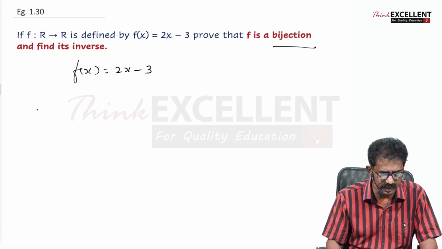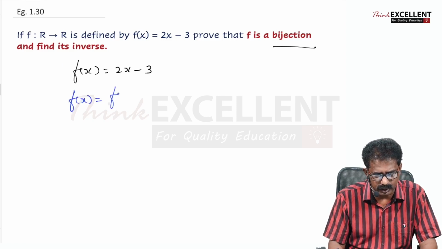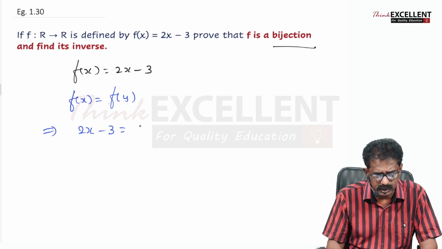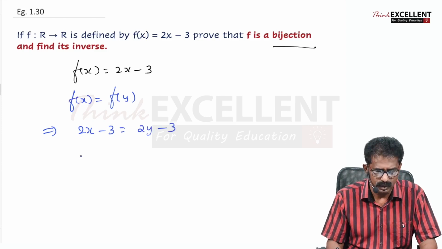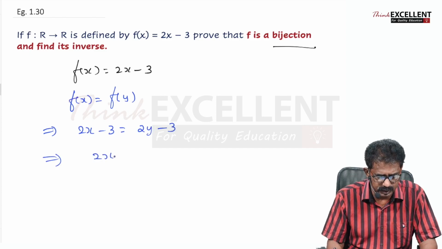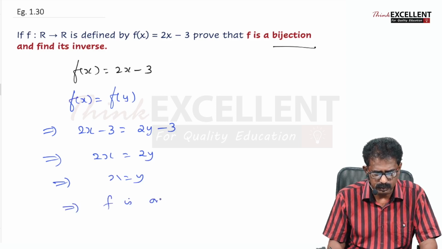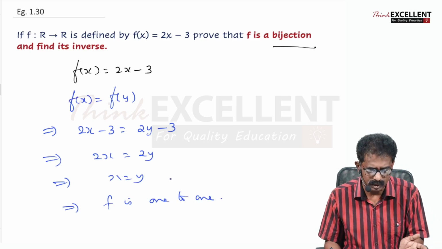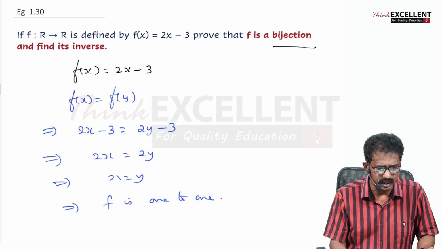So this is f of x. We start with f of x equal to f of y. We have to prove x equal to y, right? What is f of x? 2x minus 3 equal to f of y, which means 2y minus 3. So 3 gets cancelled, you are getting 2x is equal to 2y. Dividing by 2, you are getting x equal to y. That's all. Which implies f is one-one. F of x equal to f of y implies x equal to y. So you can say the function is one-one.